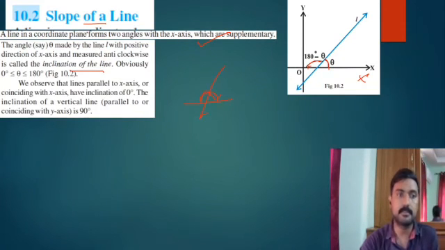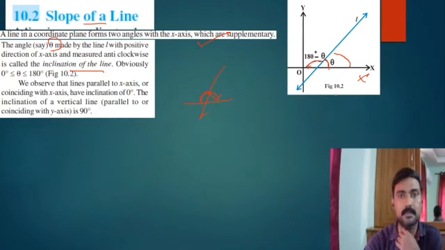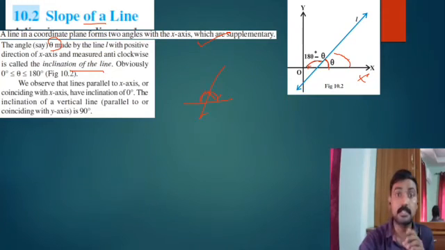Now, inclination of the line. For example, the angle theta made by the line L with the positive direction of the x-axis and measured anti-clockwise is called the inclination of the line. Clockwise means this right direction, anti-clockwise means this direction. This is the positive direction of an angle. So here theta is the inclination of the line, which is in between 0 and 180.